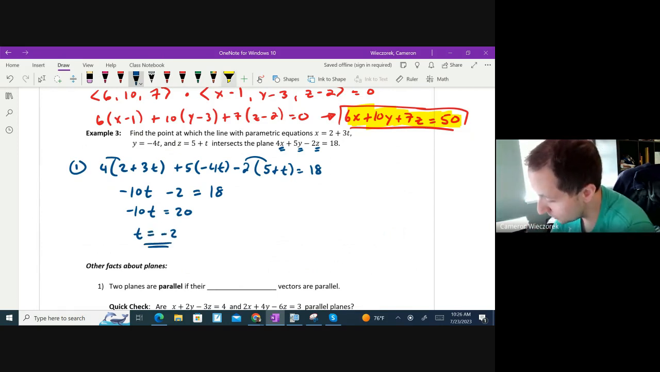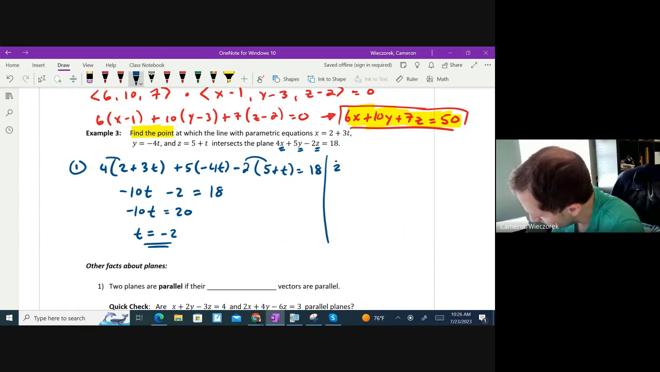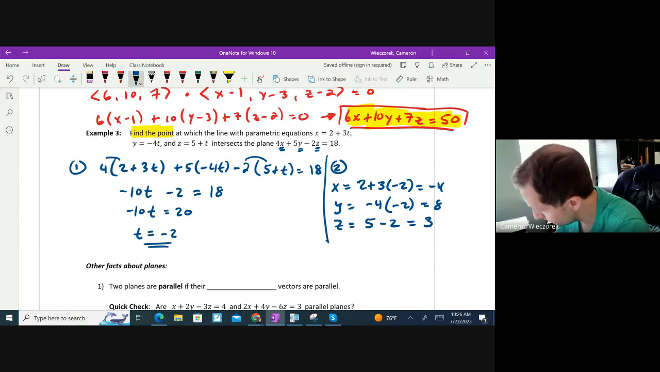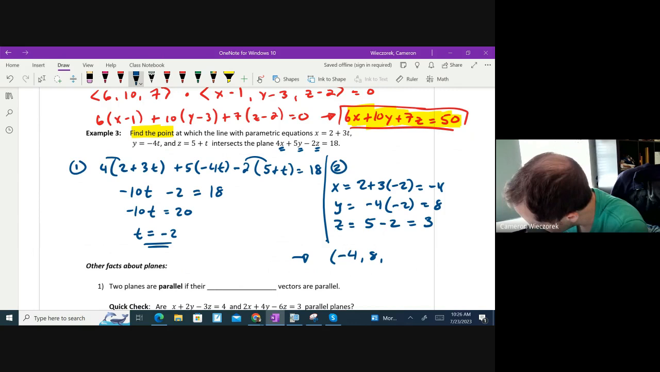We still haven't answered the question. They want the point where the line intersects the plane. So now all we do is plug it back in. Step 2, x equals 2 plus 3t. So 2 plus 3 times negative 2 would be negative 4. Y equals negative 4t. So negative 4 times negative 2 would be 8. And z equals 5 plus t. So 5 plus negative 2, or 5 minus 2, would be 3. And so the point where we intersect is at negative 4, 8, 3.